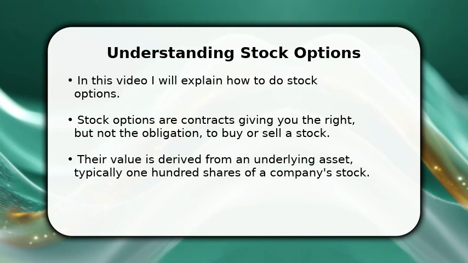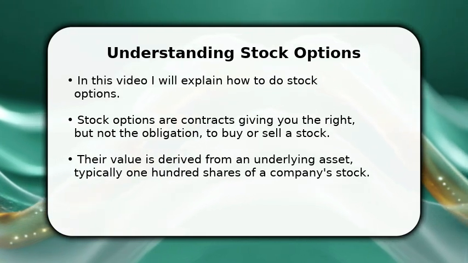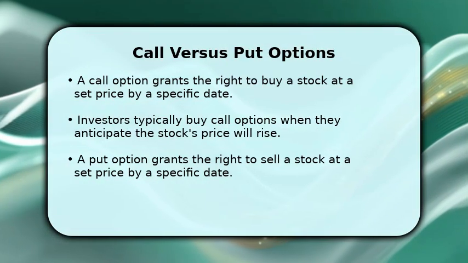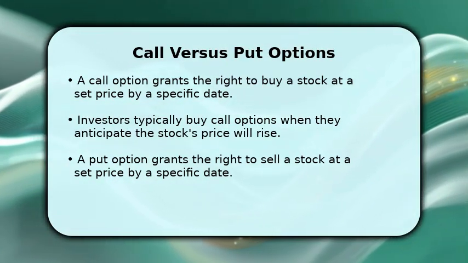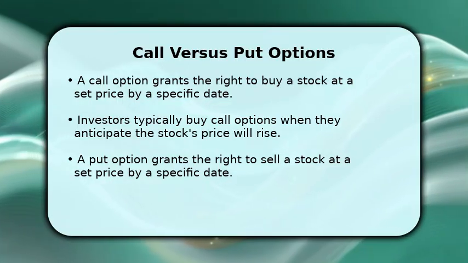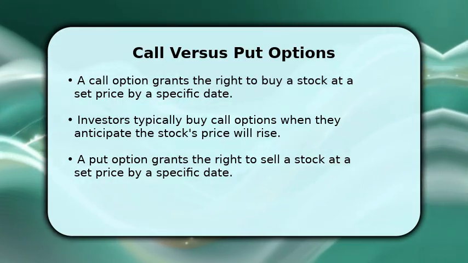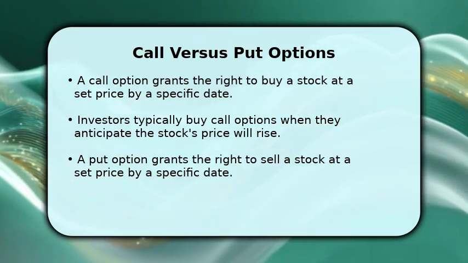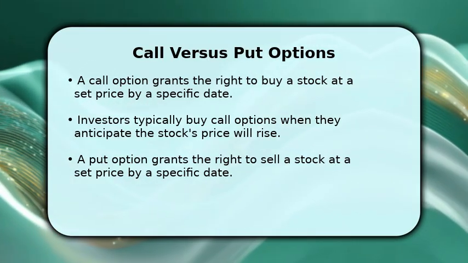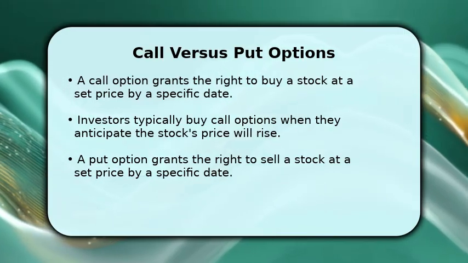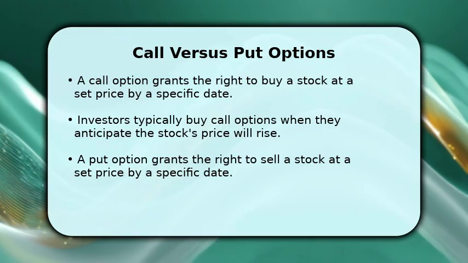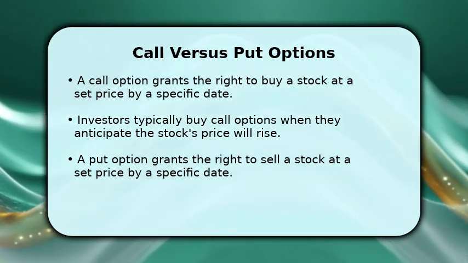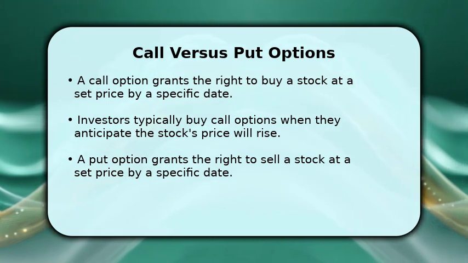Options trading can be used for speculating on future price movements or for hedging your existing investments. Let's dive into the two main types, call and put options. A call option gives you the right to buy a stock at a predetermined price by a specific date. You'd buy a call if you believe the stock's price is going to increase. Conversely, a put option gives you the right to sell a stock at a set price by a specific date. You'd purchase a put if you expect the stock's price to decrease. Understanding these two is fundamental to options trading.